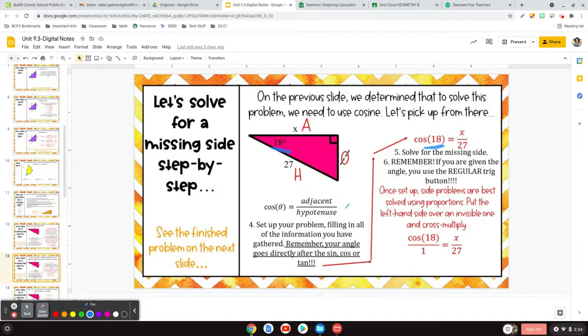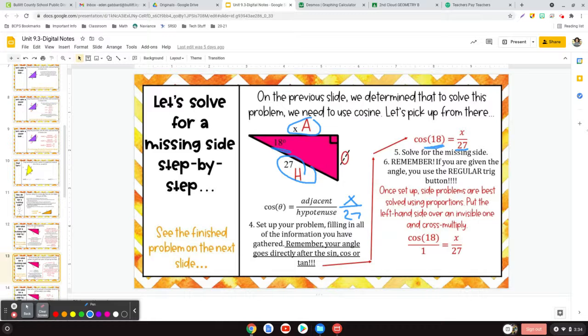What is our adjacent over our hypotenuse? Well, our adjacent is x. Our hypotenuse is 27. So up here, this is where we get our cosine of 18 equals x over 27. So what do we put in now?